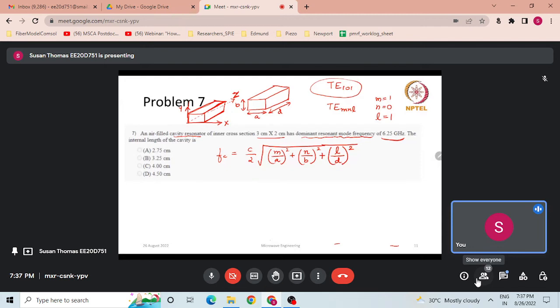Let us look at solving this. The question is to find the internal length of the cavity. That means you don't know what D is, but you know that the dominant mode is 1, 0, 1. So let us simplify that. Fc is equal to C by 2 into root of, m is equal to 1, so (1 by a) the whole square, plus n is 0, so this term does not exist. Now the third term is (1 by d) the whole square.